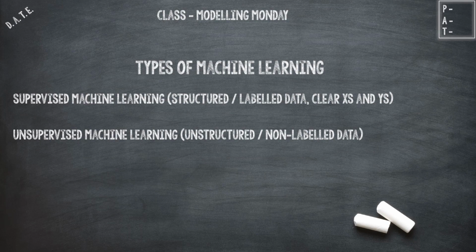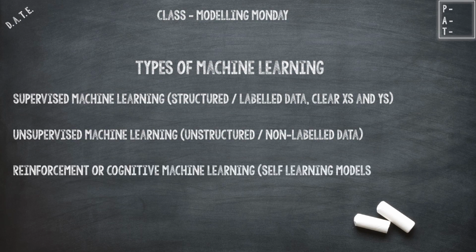Finally, we have reinforcement or cognitive machine learning. These are self-learning models in which the machine learns by itself based on experience. A good example would be self-driving cars. Once they find a blocker in the first go, in the next iteration, it is very clear for them whether to stop there or take a U-turn.